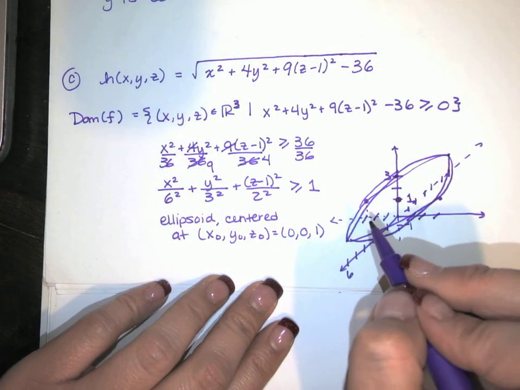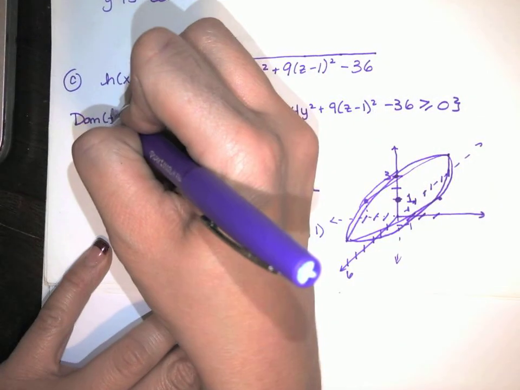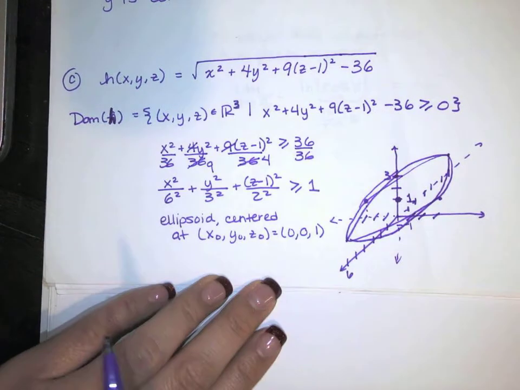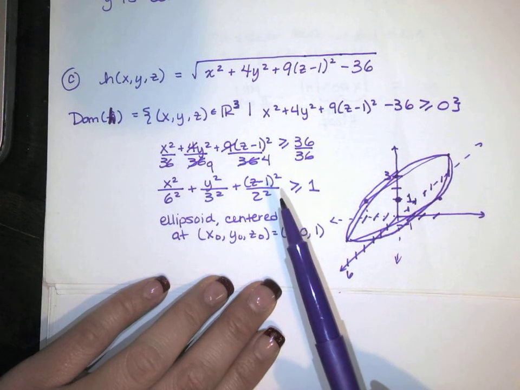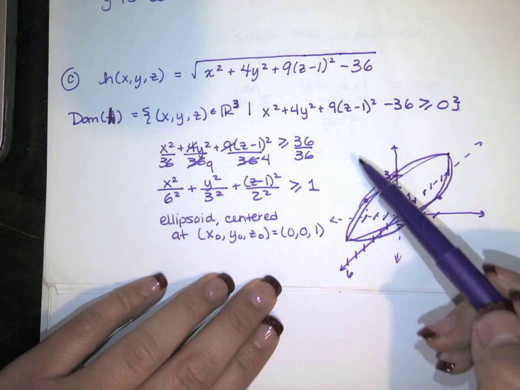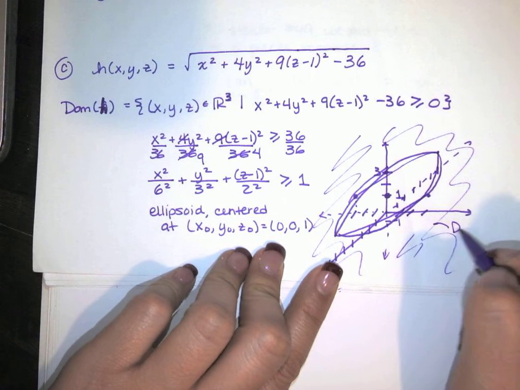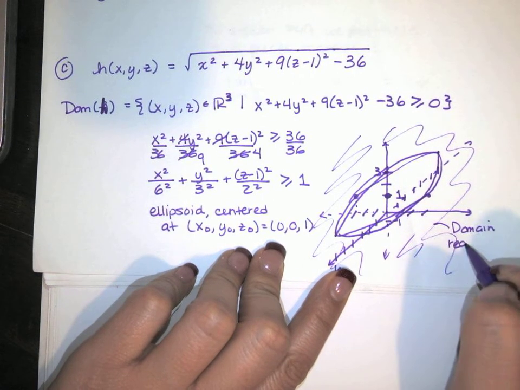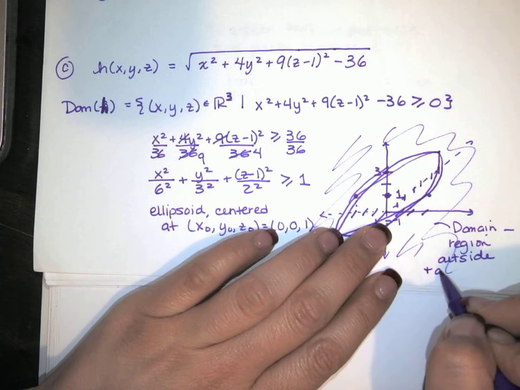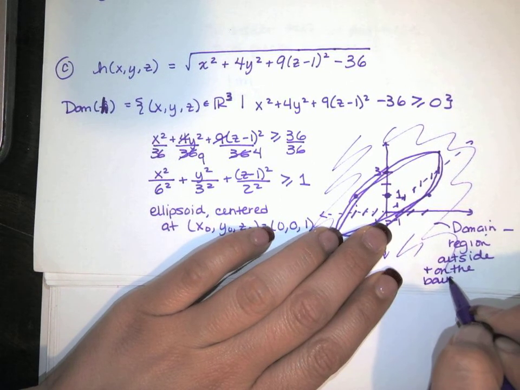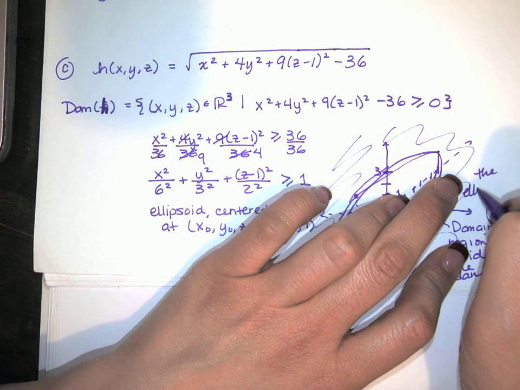Now, that is the boundary. We are talking about the domain of this, I wrote f, domain of the function h, is the set of all x, y, and z such that this is true. Now, if that was less than or equal to 1, that would be the inside of that ellipsoid. So the domain is the region outside and on the boundary of, ran out of space, the ellipsoid in the picture.